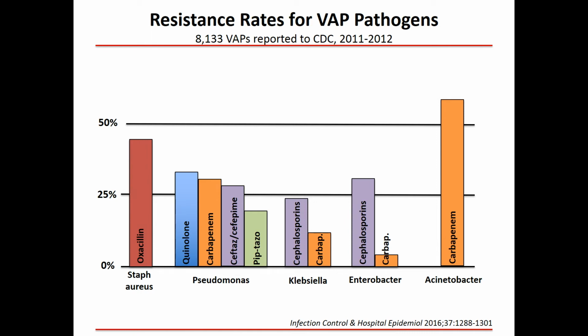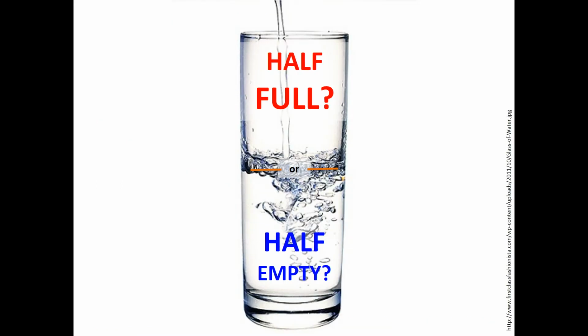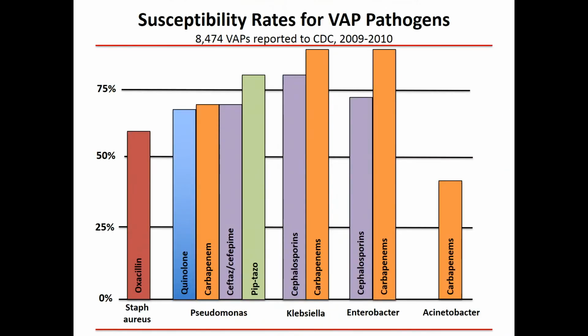But you can look at these same data, and we can find out if you're a glass half full, glass half empty kind of person, because you can take those exact same data and cut them in the opposite fashion and report them as susceptibility rates, and lo and behold, the picture looks much more promising, or much less dire.